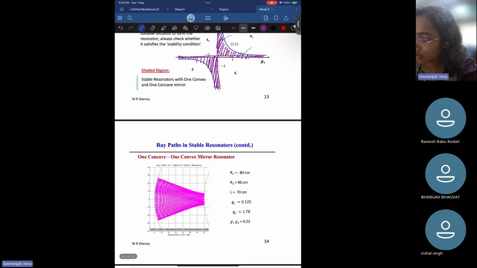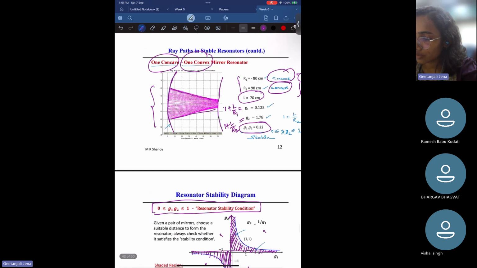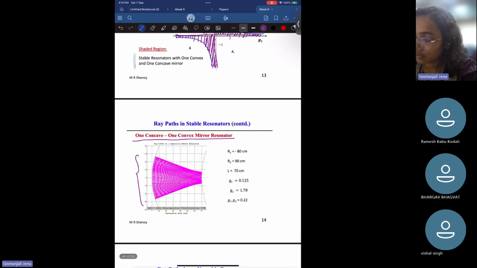So now, I think this is the same one, with different values. This is the same one concave and one convex mirror resonator, but a different value of Ym and theta. So here, I think you have seen some narrower beam. So the width is narrow here. Now, for different value of Ym, it may become this much, but the ray will be confined inside this resonator.